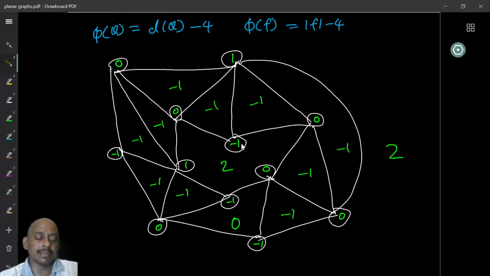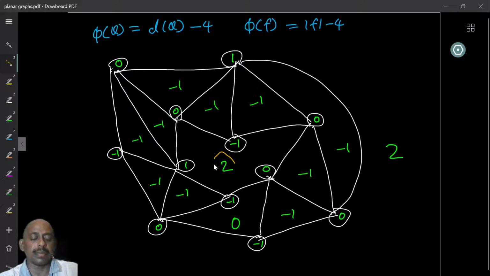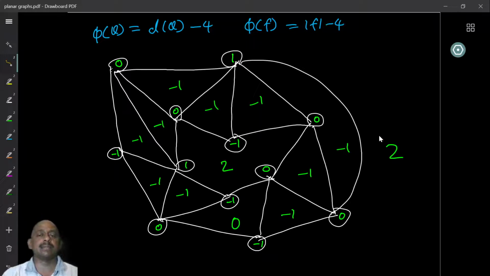And for the faces, for example, this face had 1, 2, 3, 4, 5, and 6 edges in the boundary. So therefore 6 minus 4, which is 2. Similarly, other faces will get charge 0 or minus 1 or 2, etc. Right? So all the vertices and faces get their charges.